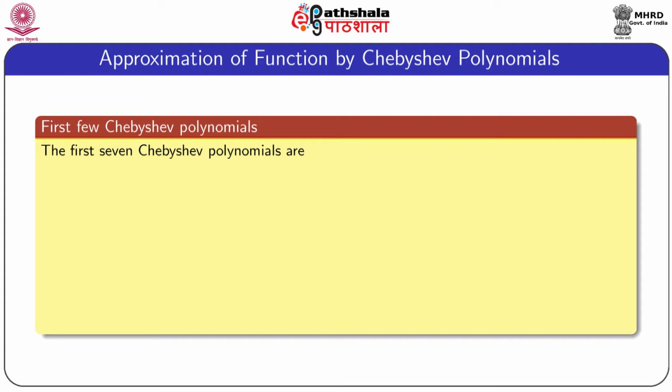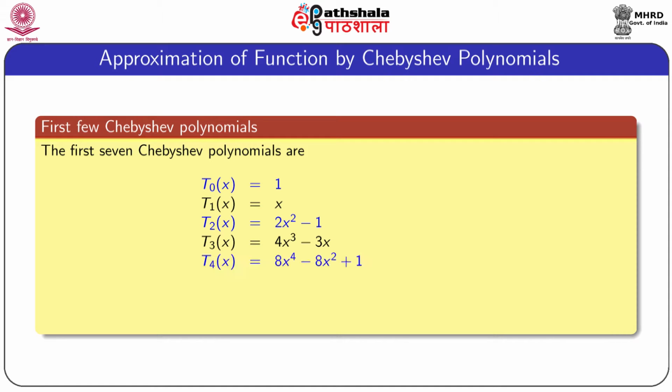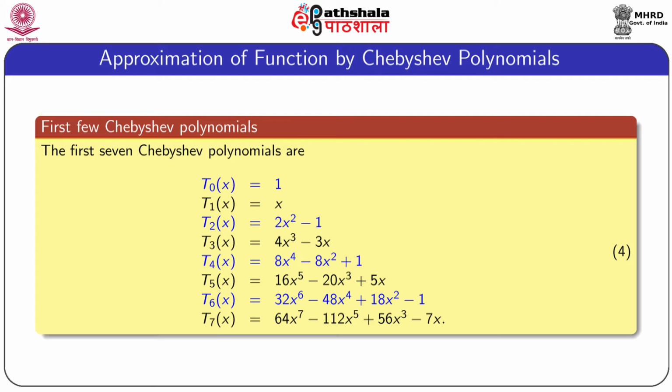So, the first 7 Chebyshev polynomials are T0(x) = 1, I have mentioned already this particular polynomial, T1(x) = x, T2(x) = 2x² - 1, T3(x) = 4x³ - 3x, T4(x) = 8x⁴ - 8x² + 1, and then T5(x), T6(x), T7(x).